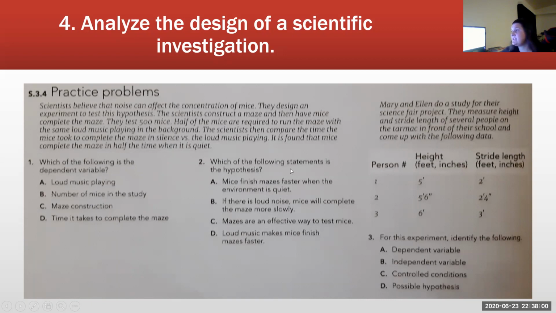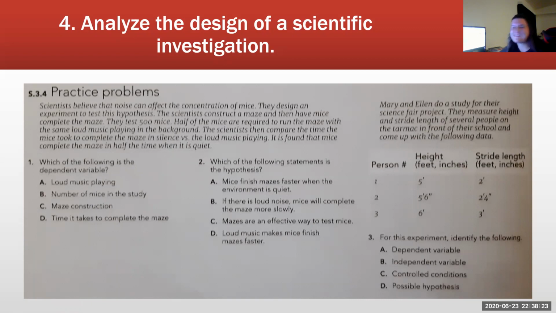Which of the following statements is the hypothesis? Mice finish mazes faster when the environment is quiet. If there is loud noise, mice will complete the maze more slowly. Mazes are an effective way to test mice. Loud music makes mice finish mazes faster.